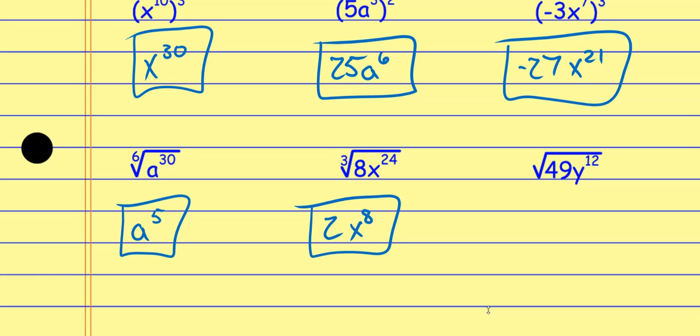And then the next one, the thing about the square root is you have to remember there's a little itty-bitty 2 here. I can't see it, but I know it's there. All right. So now the square root of 49, that's just a 7. We're used to that one. But now I divide the exponents. That's a y to the 6th. Okay? So rules of exponents.